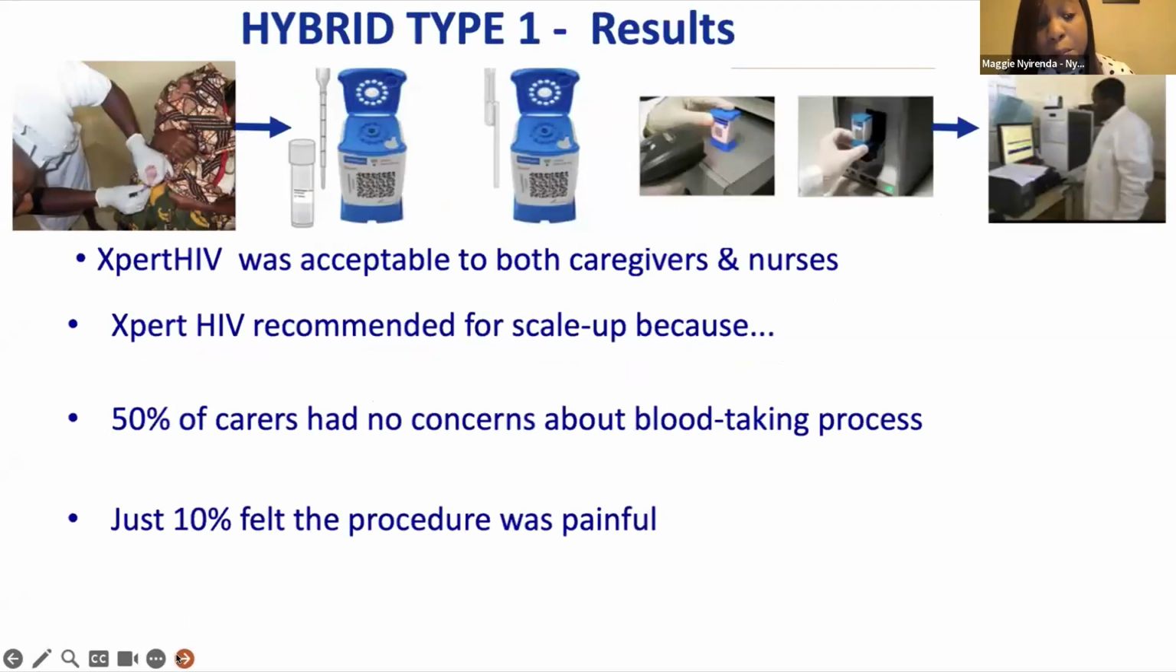Xpert HIV whole blood testing was found to be acceptable to caregivers and health workers. The majority of the parents had no concerns about the blood testing process, and only a few thought it was painful for the child. Next.